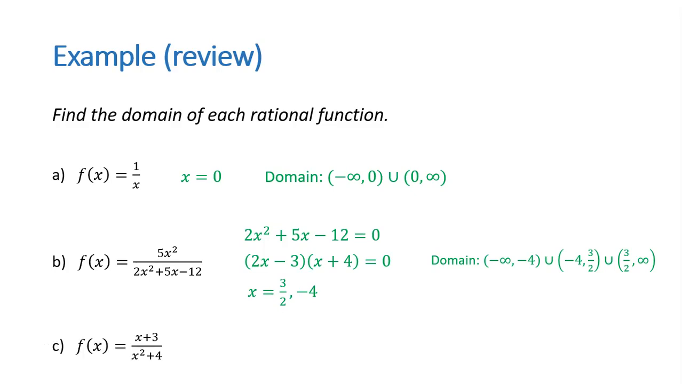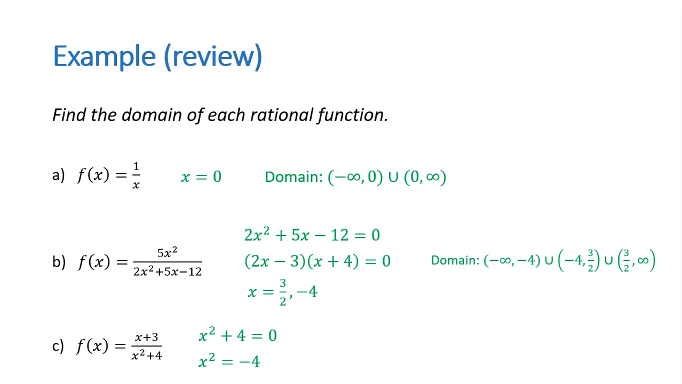So f of x is equal to x plus 3 over x squared plus 4. And we want to determine what makes this denominator 0. So we set the denominator equal to 0 and solve for x. Here we don't have to factor necessarily. As long as there's only one instance of the variable, you can just move things around algebraically and then solve for x. So we can subtract 4 from both sides and we get x squared is equal to negative 4.